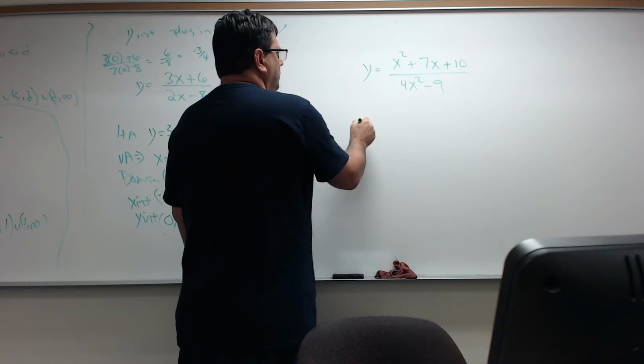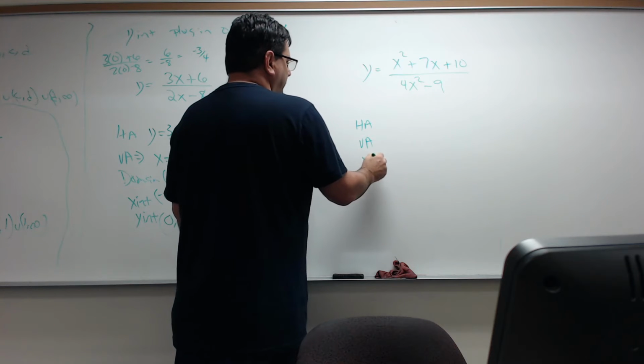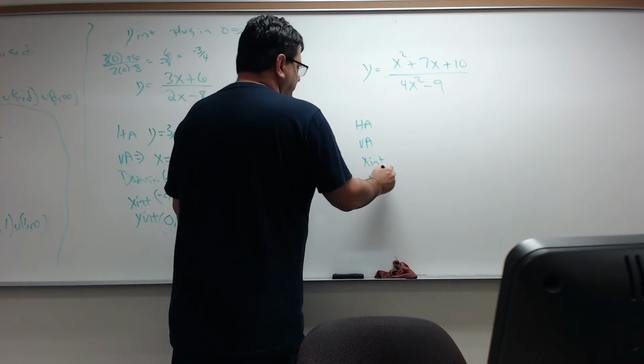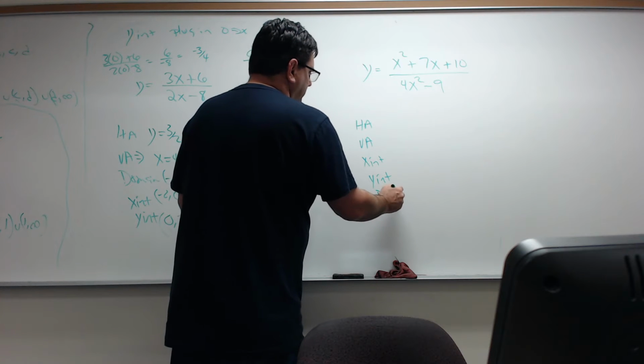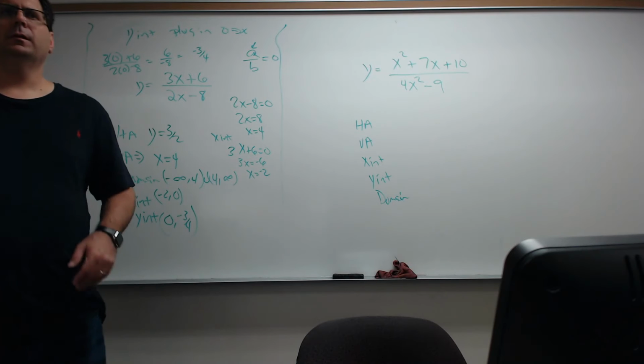We're going to go horizontal asymptote, vertical asymptote, x-intercept, y-intercept, domain. Go.